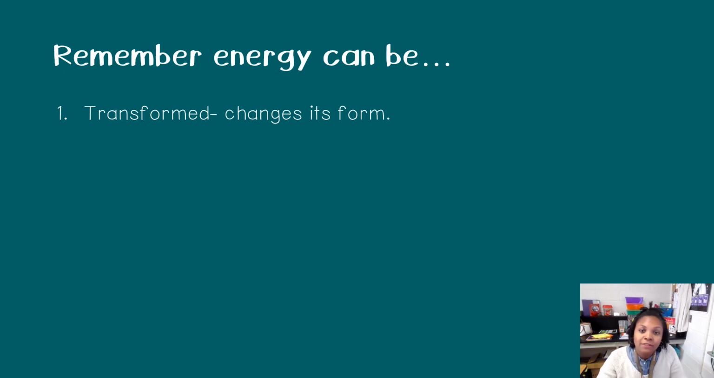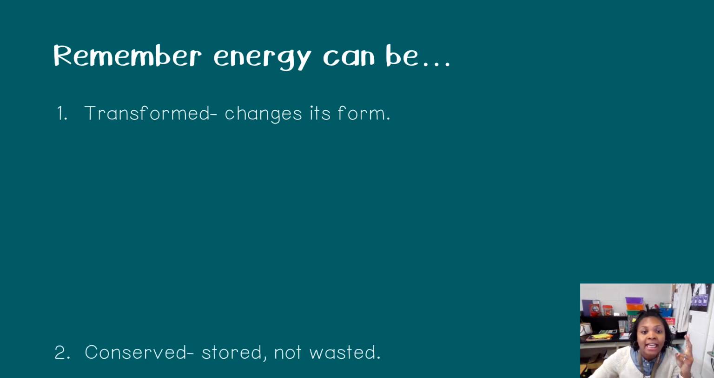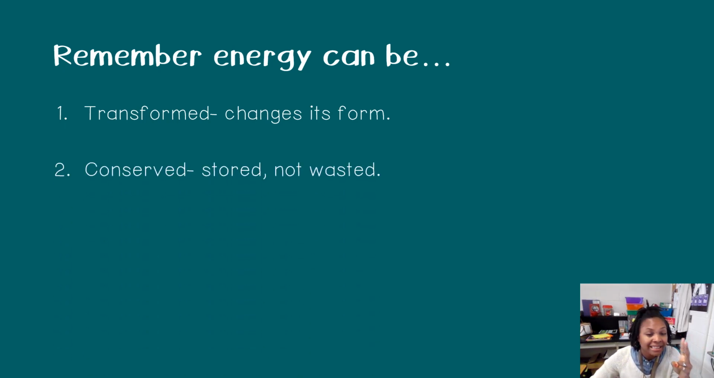A caterpillar transforms from a caterpillar into a butterfly. So it changes the form. So energy can be transformed. Energy can be conserved, so that means it's stored because it's never wasted. So we know that energy can be conserved because of that potential energy. Potential energy is stored energy. So energy can be transformed, conserved, and then who knows what the last one is.